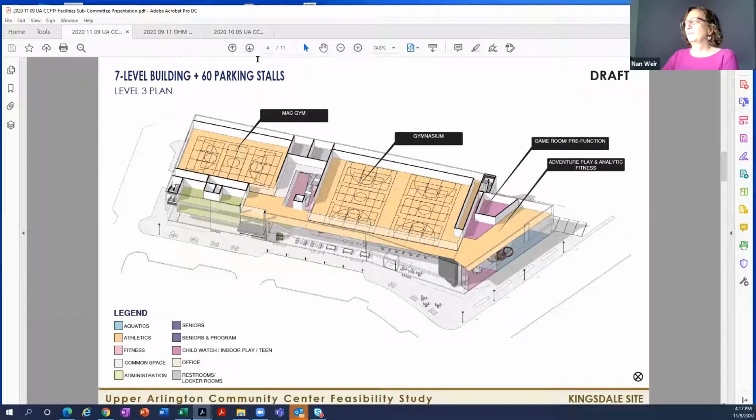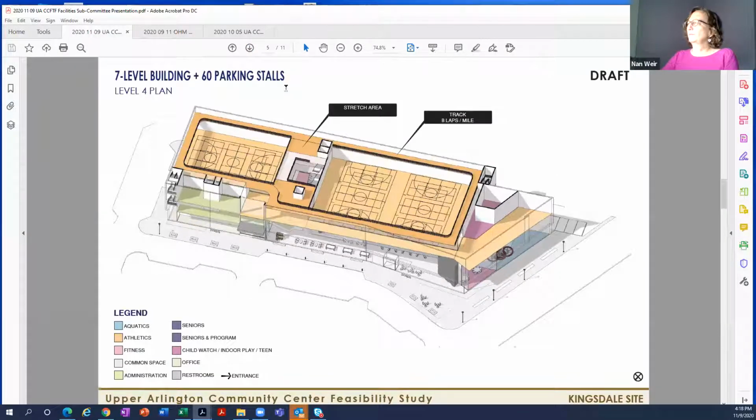Similarly on this level, we've added locker rooms and access to the locker rooms. And I think a couple meetings ago, we added the game room and the adventure play and analytic fitness to this front area. So that still remains. And we still have our gymnasiums and storage on this level, as well as some staff space.